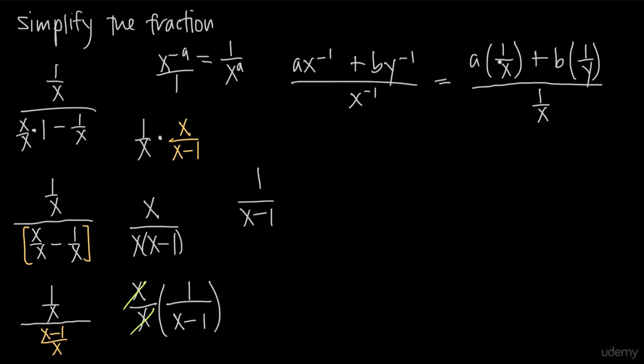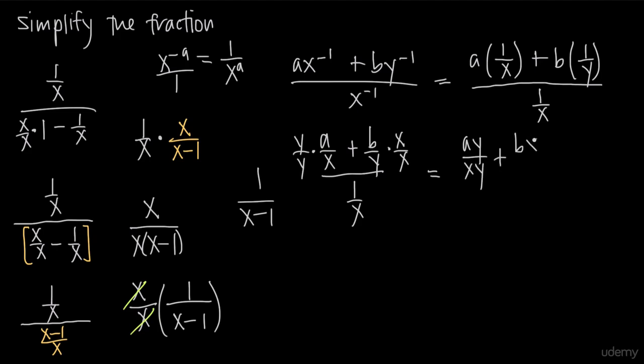Now we have a single fraction in our denominator, but we need to get a single fraction in our numerator. So multiplying the a by 1 over x, we'll get a over x. Multiplying the b by 1 over y, we'll get plus b over y, all divided by 1 over x. Now we need to find a common denominator in our numerator here, because the denominator of this fraction is x, the denominator of this fraction is y. So in order to find a common denominator, we'll multiply this one by y over y, and this one by x over x. When we do that, we're going to get ay over xy plus bx over xy, all divided by 1 over x.